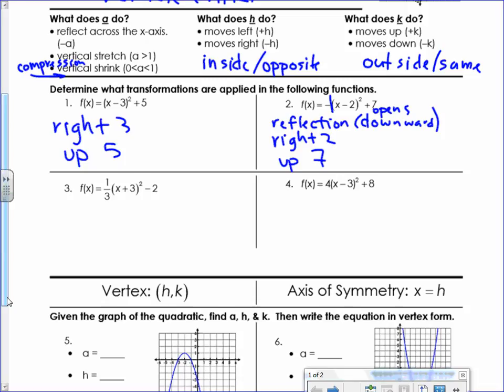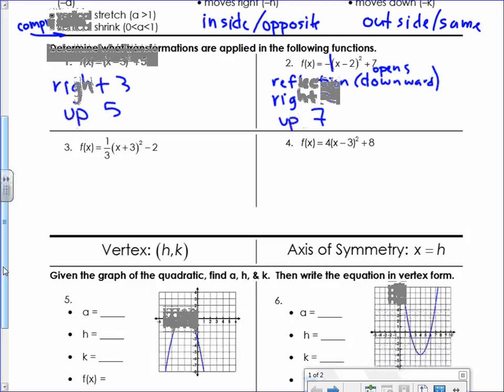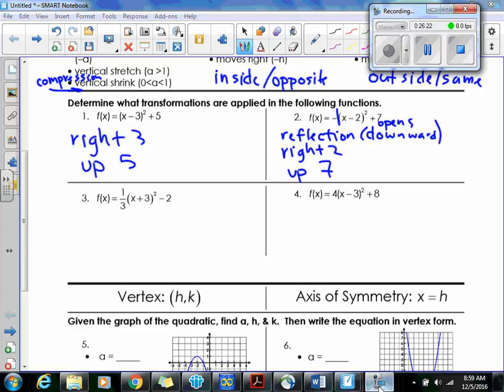All right. What about this? Try 3 and 4 real quickly. Don't say anything out loud. Write on your paper. Okay, let's listen quietly. I'm going to call on some individuals.